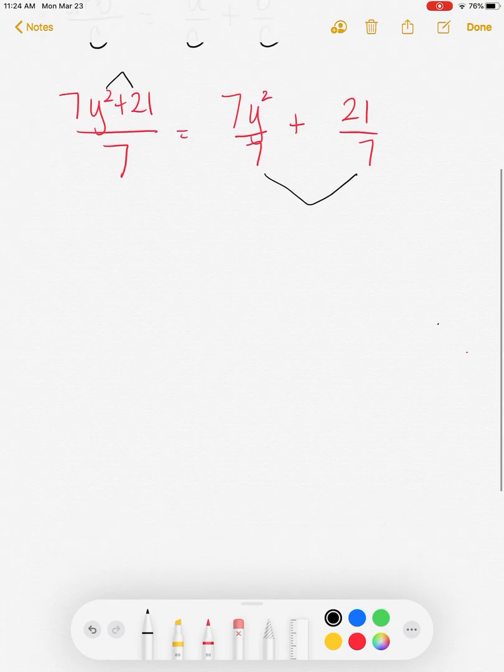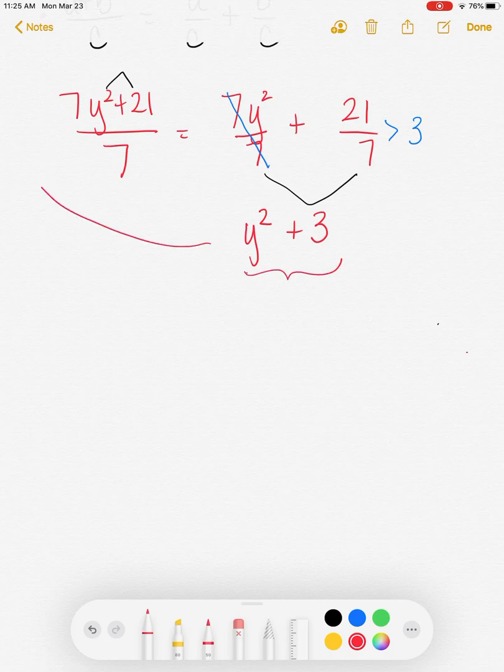Now the reason we want to do that is because we want to simplify each term. Notice that here we have a 7 over 7. Those will cancel out because they're just 1. So that will leave us with y squared for that first term. And here we have 21 divided by 7, which is just 3. So we can say y squared plus 3 will be the simplified version of this expression right here.